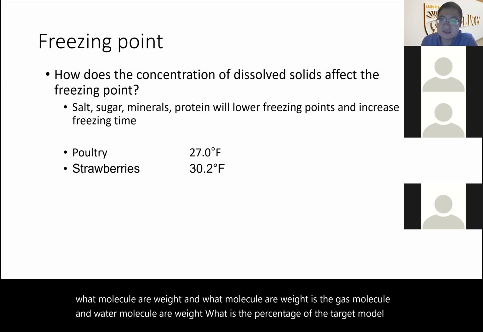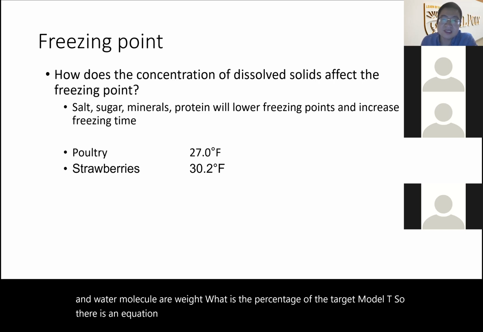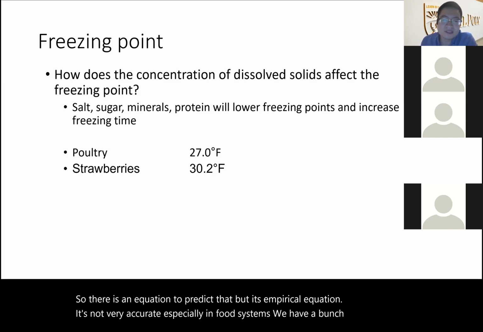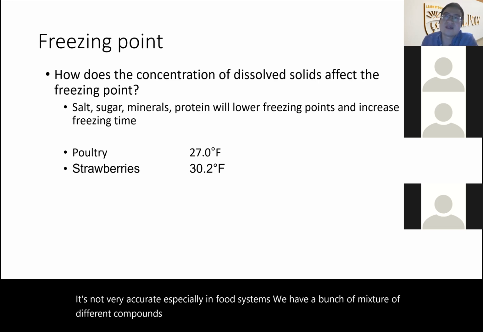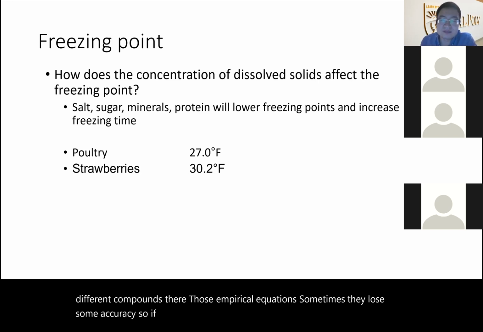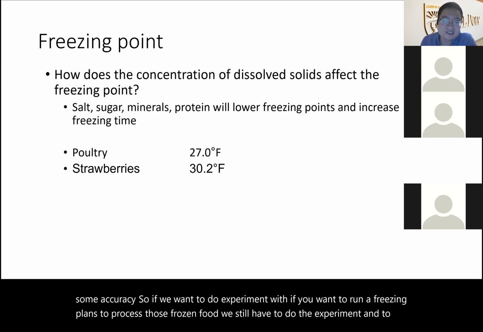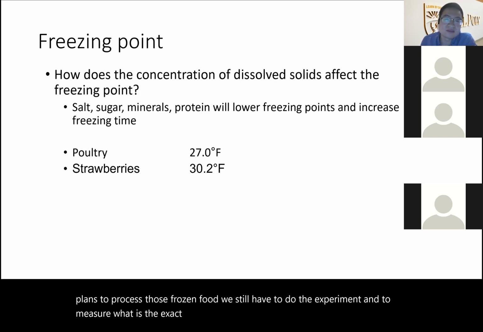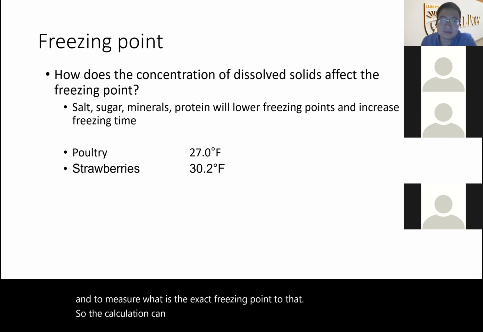So there's an equation to predict that, but it's an empirical equation, not very accurate, especially in food systems when we have a bunch of mixture of different compounds there. Those empirical equations sometimes lose some accuracy. So if we want to run a freezing plant to process those frozen foods, we still have to do the experiment and measure the exact freezing point. So the calculation can only give us an estimation.